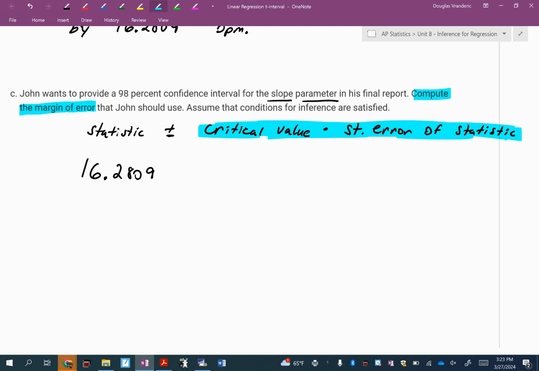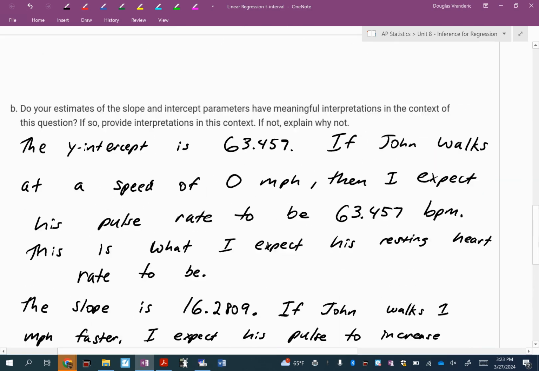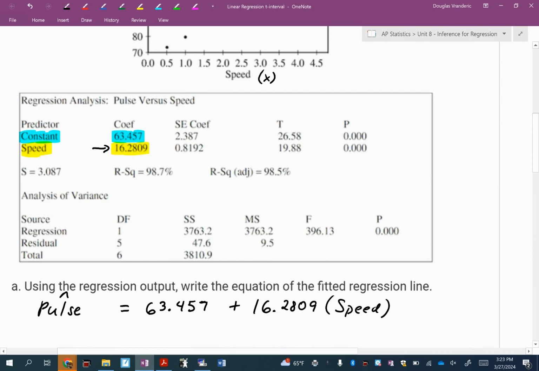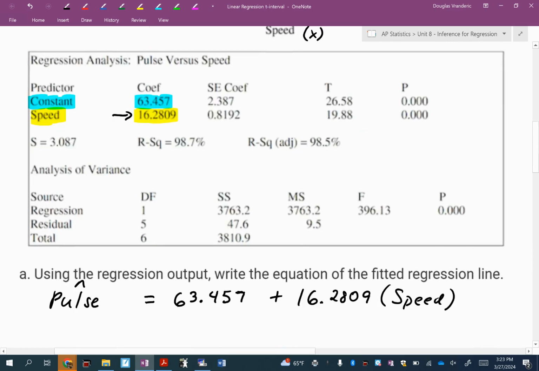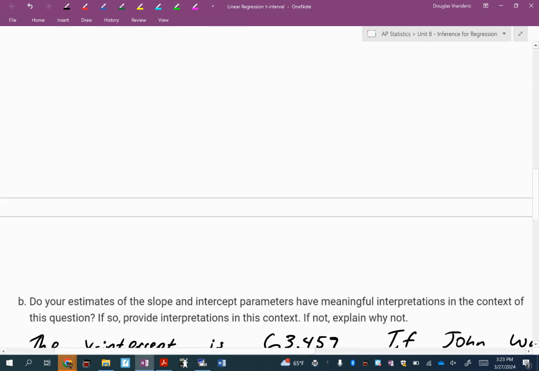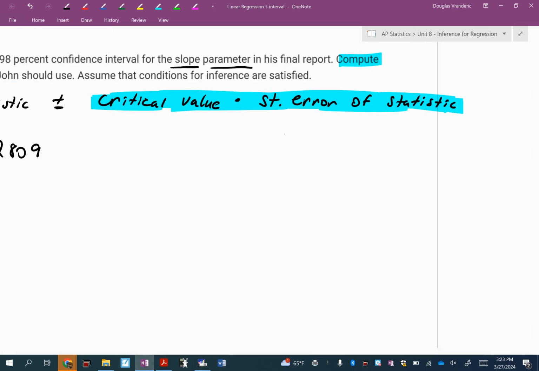The easiest one to find right now is the standard error. Go back to the table. You don't have to flip over if you don't want to, but I have it right here. Remember, where am I looking? The top. I mean, it is at the top, but I'm looking at the speed row. Here's the slope. You'll notice this number next to it is underneath something called SE coefficient. This is the standard error of the slope statistic. So don't make it harder than it needs to be. Copy that down. 0.8192 is what I'm writing where it says standard error of the statistic.